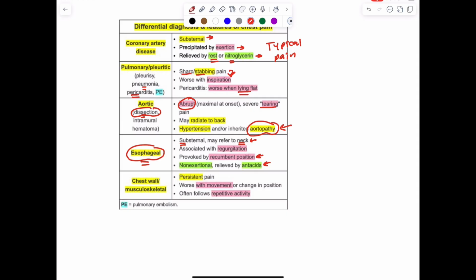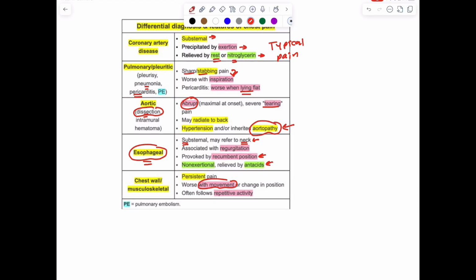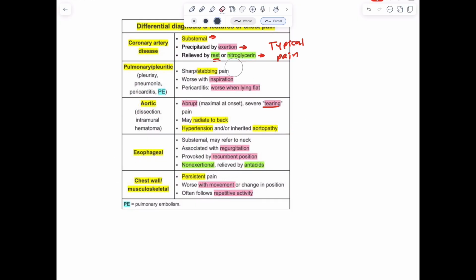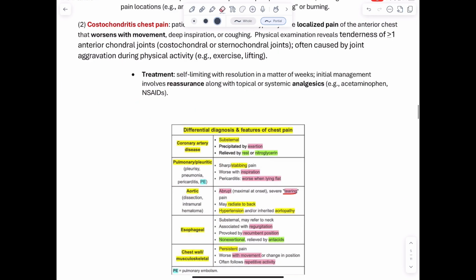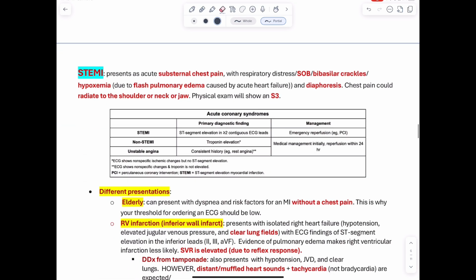And then my favorite type of chest pain is going to be the costochondritis pain. It's going to be pain worsening with movement and follows repetitive activity. This is going to be the easiest chest pain that you're going to see. You just give them acetaminophen and you're done. It's very low yield, but just know it exists. It comes up. So this sums up stable angina, and we're going to move to acute coronary syndrome, starting with the STEMI, which is going to be one of the highest yield things you learn in clinicals.